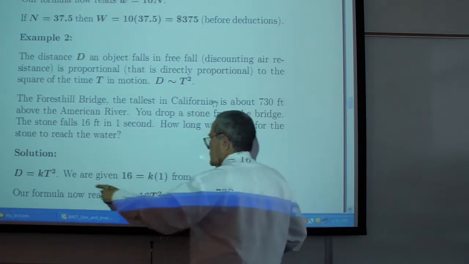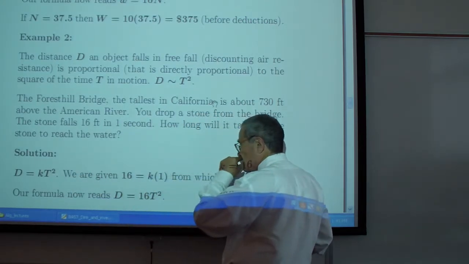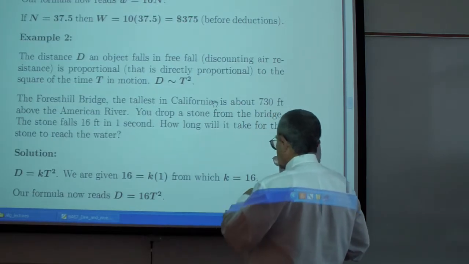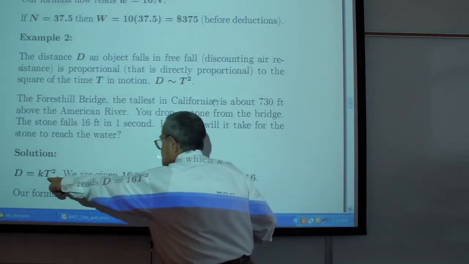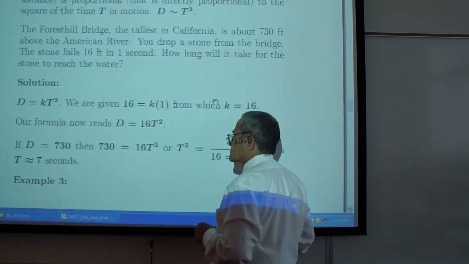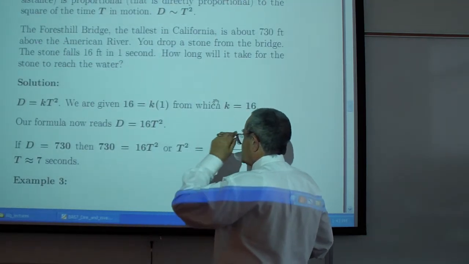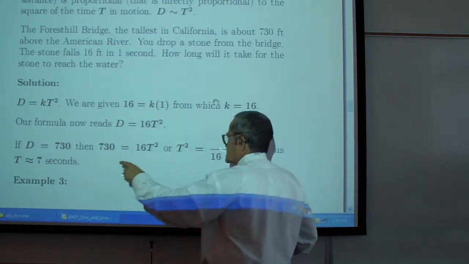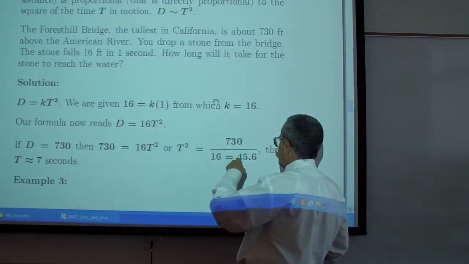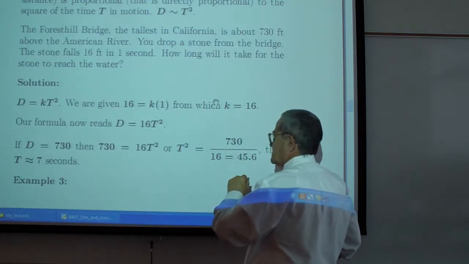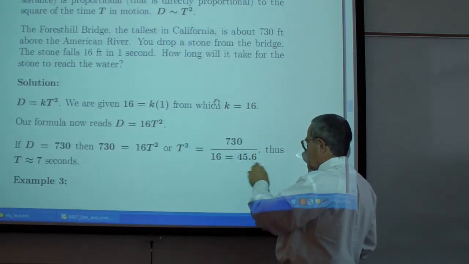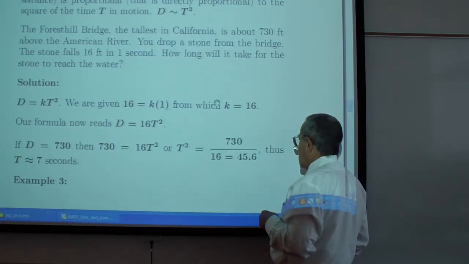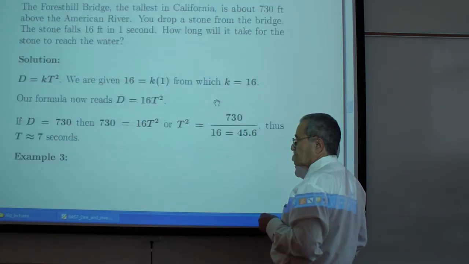So distance is directly proportional to the square of t. Distance is 16 when t is 1 second, which means that k is 16, and d is 16 t squared. d is 730 when you want to find t. So 730 is 16t squared, divided by 16. And that gives you, the equal sign should be over here, this should not be in the denominator. That should be about 45.6 seconds.